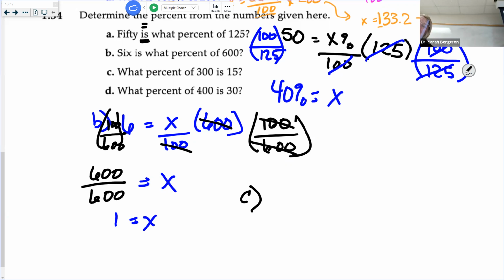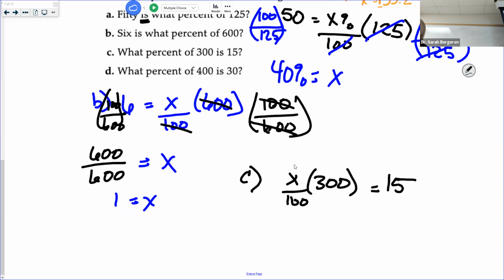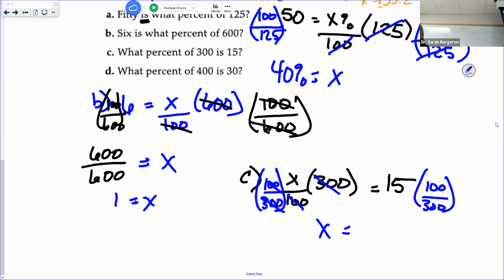Okay, C. What percent of 300 is 15? So we have something over 100. What percent of 300 is equal to 15? It just got rearranged. It's the same sort of deal. It just got rearranged. So this is my method, but you do your method. It's cool. What do you get?